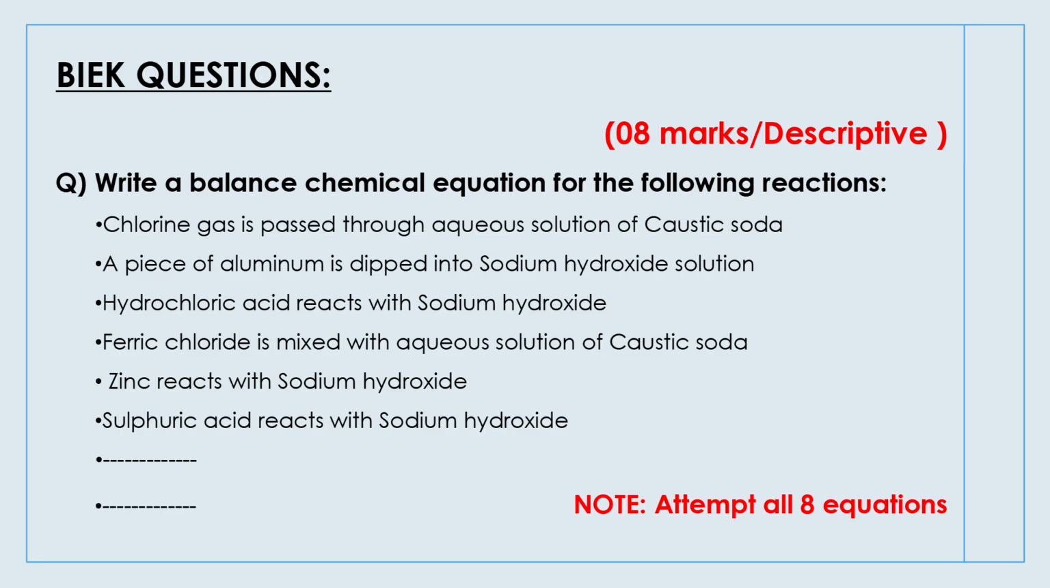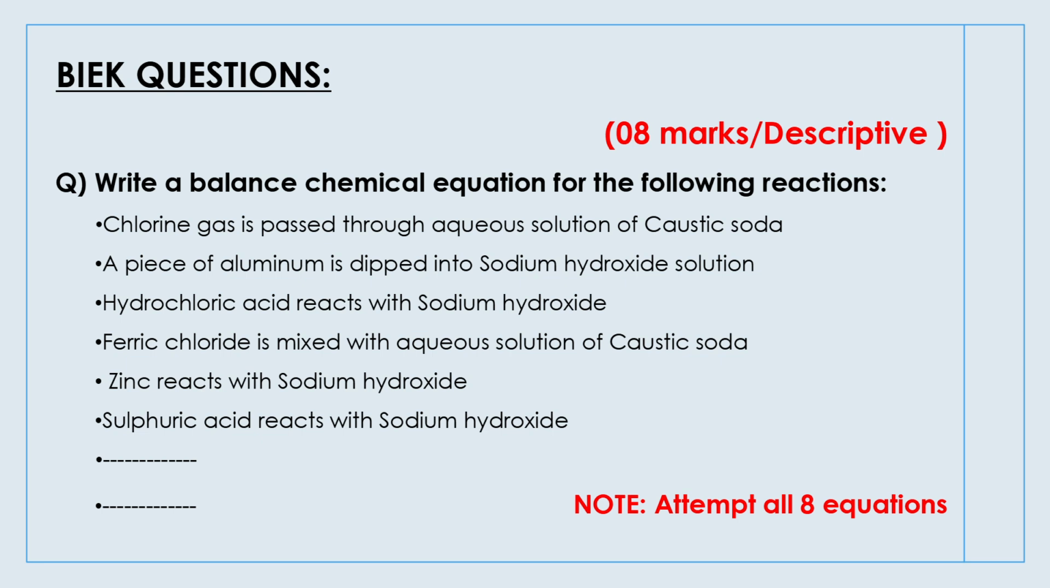Make sure that you attempt all the 8 equations to get full marks in your board examinations. There is no need for any explanation, any description, or even the name of the product or the reactant. You just simply have to state the balanced chemical equation in your board examination, and then you will get full marks. What are the things that you must remember when attempting the question?